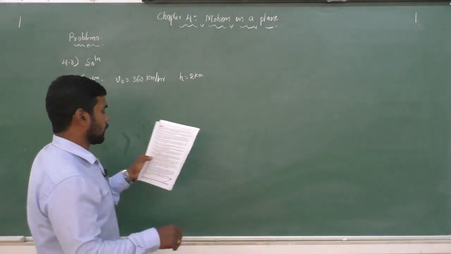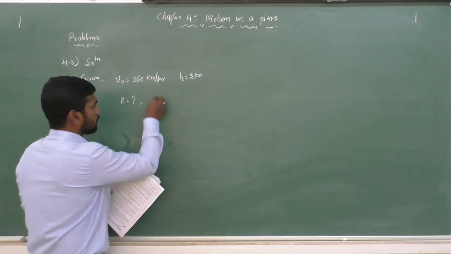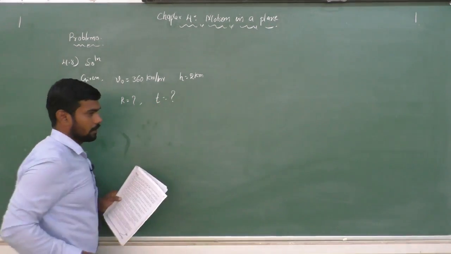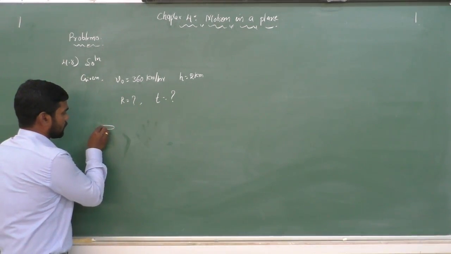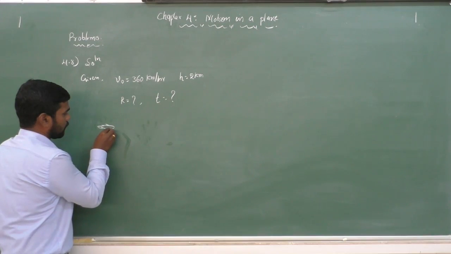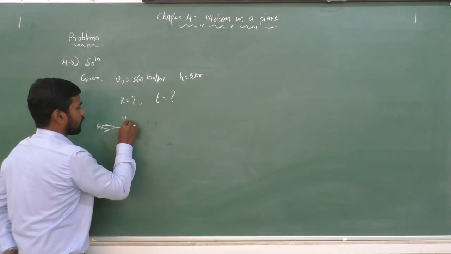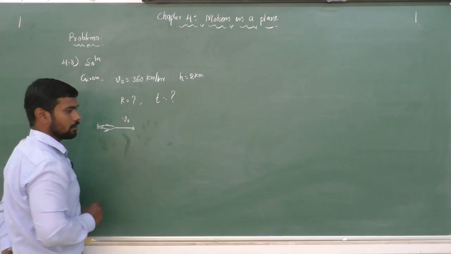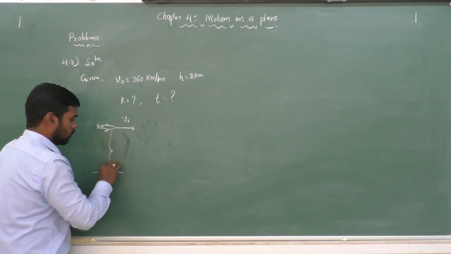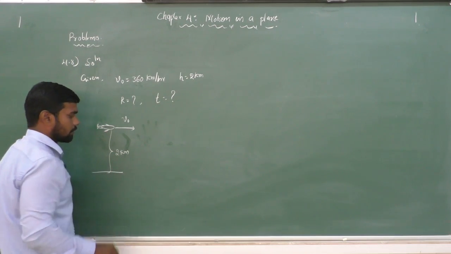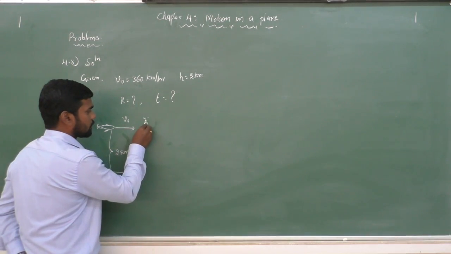So where and when: where means we should find the range, and when means the time. That we have to find. I'll explain this. Just consider this is the aeroplane, which is moving in this direction with the velocity V0, 360 km per hour. It is at a height of 2 km, and it reaches some point A.